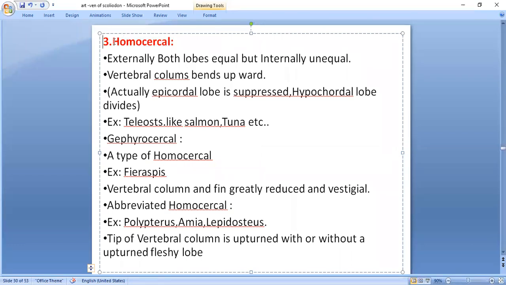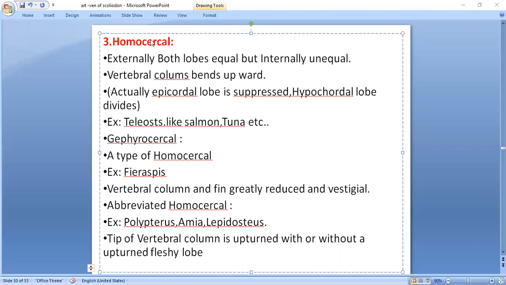If two lobes are externally equal but internally unequal, what is the type of caudal fin? Homocercal type means externally both the epicaudal lobe and hypocaudal lobe are equal in size, and internally the epicaudal lobe is bigger and the hypocaudal lobe is smaller, and the vertebral column turns upside. Such a caudal fin is generally called homocercal type of caudal fin.